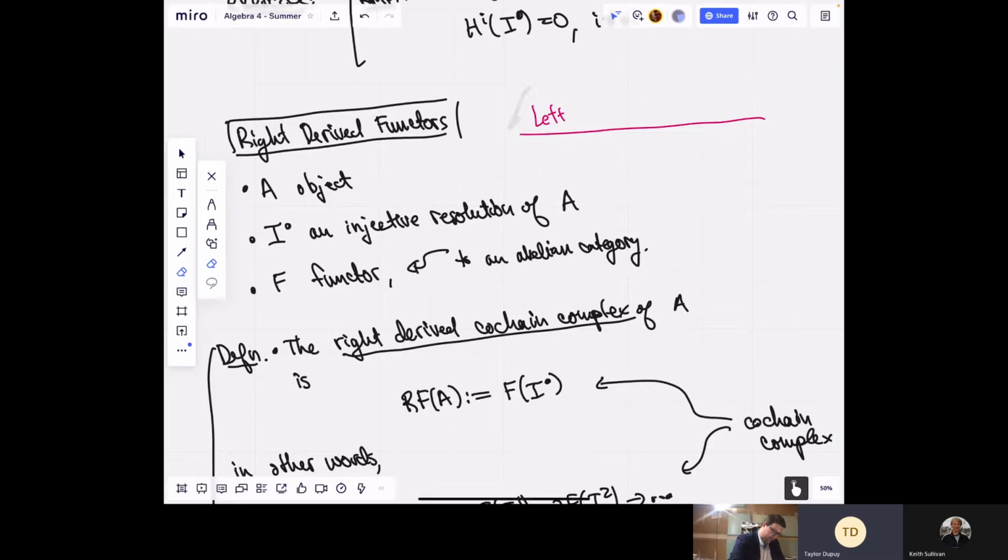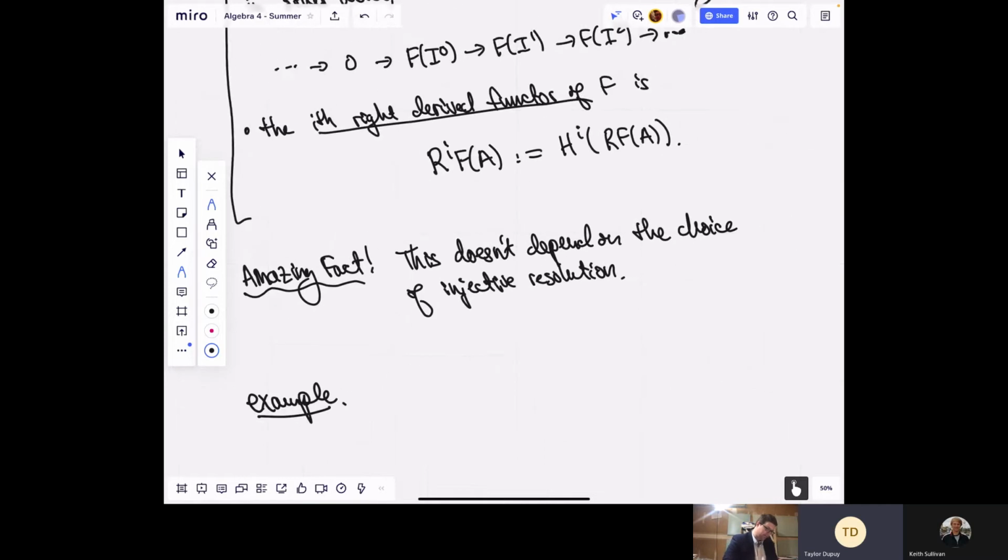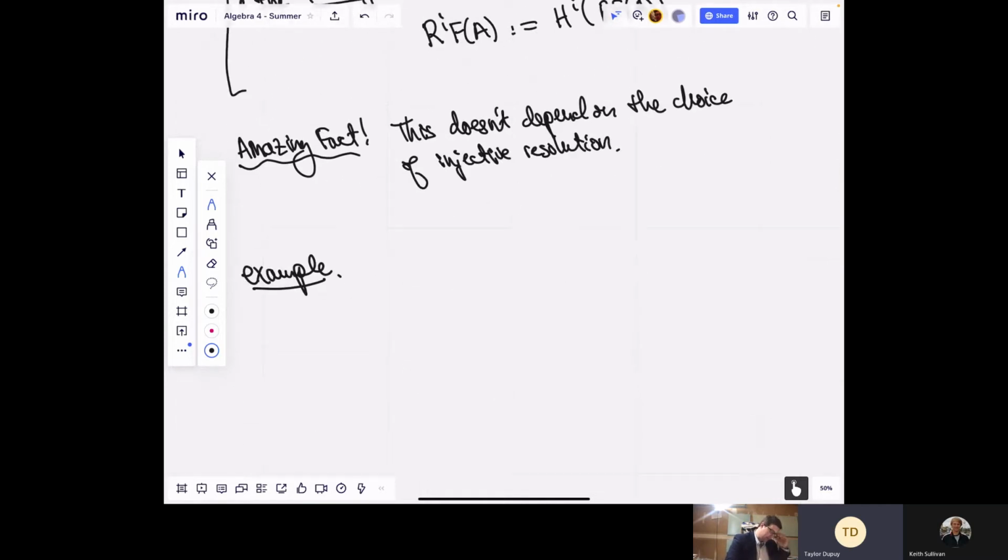So okay, let's just do it down here. It's going to be pretty much exactly the same thing. Maybe the first example to give of this one here is that if you take f to be Hom in mod R, with B dash, like this. Okay, so what do you do?